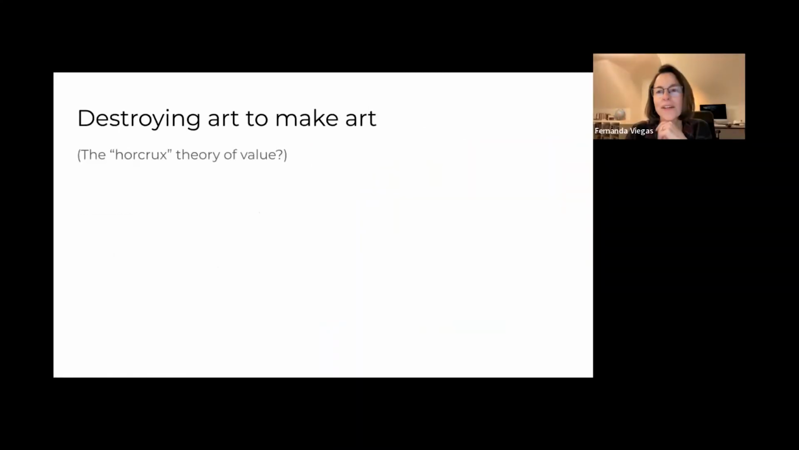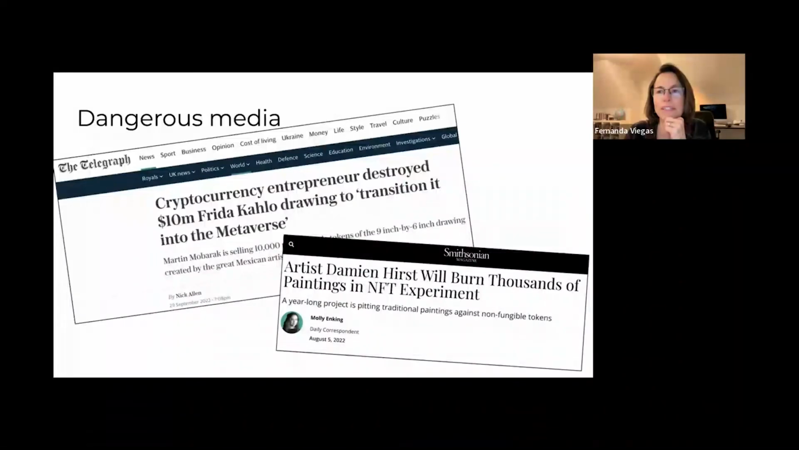Okay, so now let's talk about a different phenomenon that we're seeing: destroying art to make art. This is something we're starting to see in NFT land. So for instance, a cryptocurrency entrepreneur destroyed a 10 million Frida Kahlo drawing to transition it into the metaverse, or even artists themselves. So for instance, Damien Hirst will burn thousands of paintings in an NFT experiment.